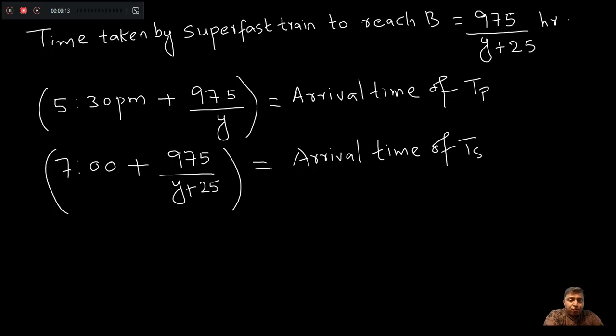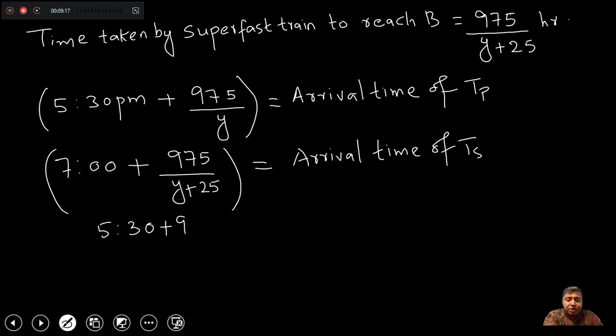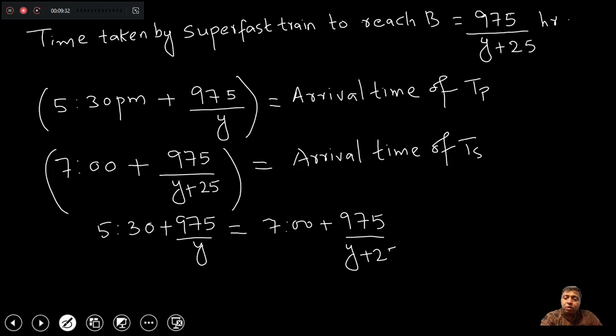So 530 plus 975 upon y is equal to 7 plus 975 upon y plus 25. I cannot equate them directly because the superfast train arrived 45 minutes earlier.